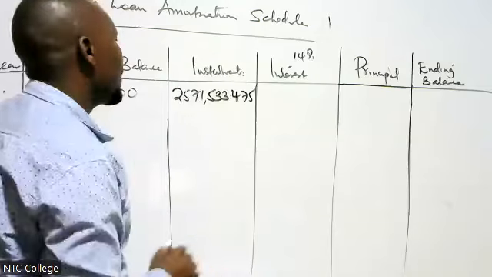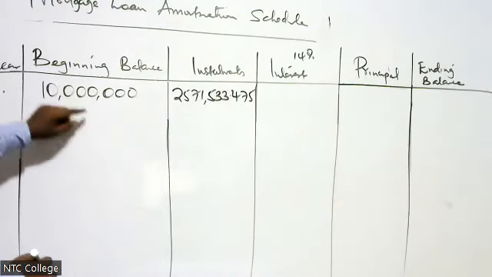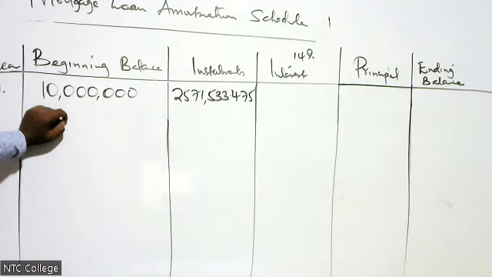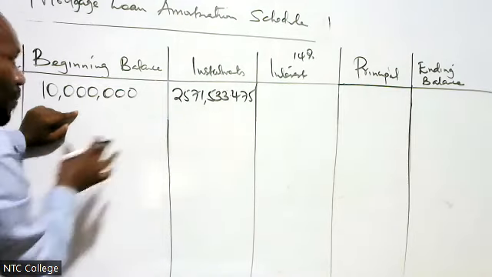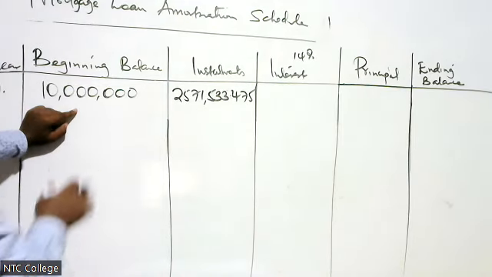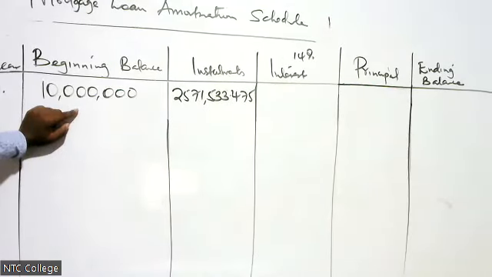533.475. That is the installment. But how much is the interest on this amount? At the end of the year, utalipa hii pesa. Lakini pesa ngapi imezaa? 14% of this. 14% of this is 1.4 million still. I would try, should be 1.4 million.